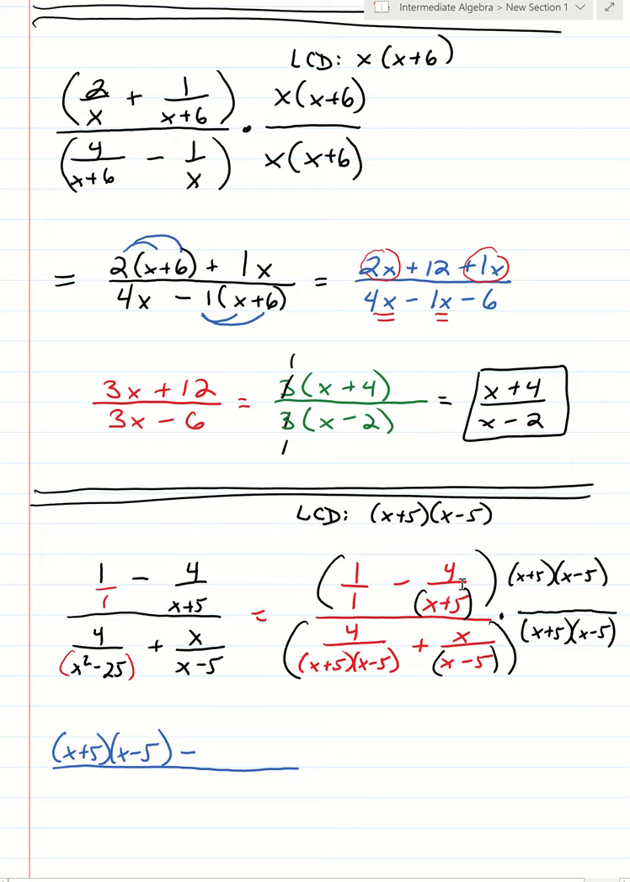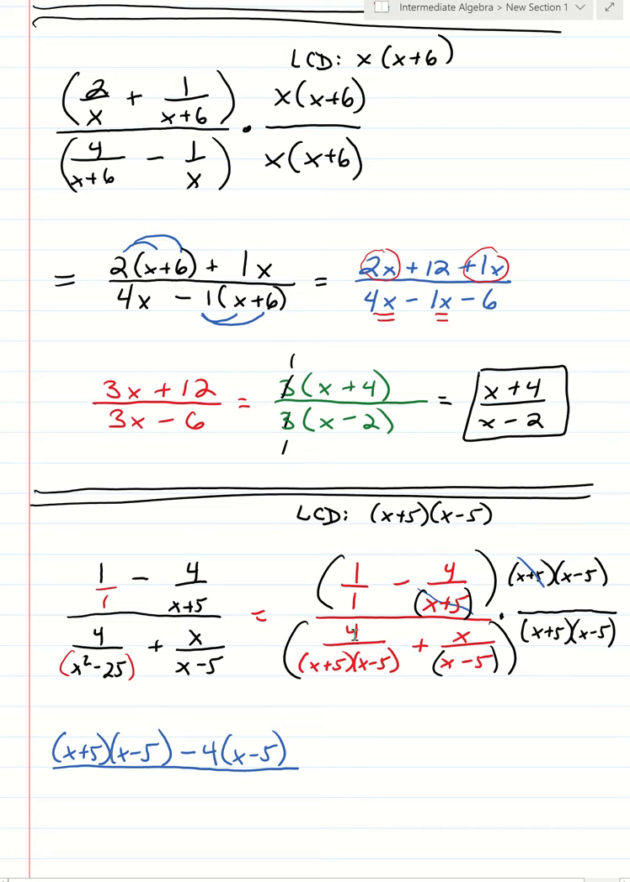Next, I have to multiply this fraction with the lowest common denominator. And what, of course, happens is the x plus 5 that's on the top will simplify with the x plus 5 that's in the bottom. And what remains is the 4 as well as the x minus 5. So that cleared the fractions in the numerator. Now let's go and do the same thing with the denominator.